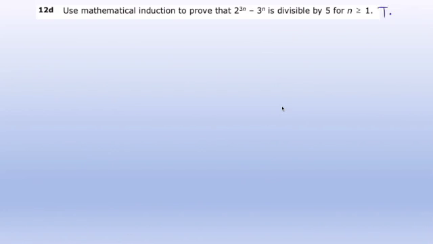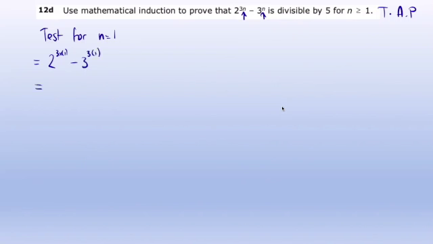Acronym up here: Test, assume, prove. All right, test for n equals 1. Now, there's no left-hand side here, it's just a statement. So I'm just going to go 2 to the power of 3 times 1, because I'm substituting 1 in here, minus 3 to the power of 3 times 1.